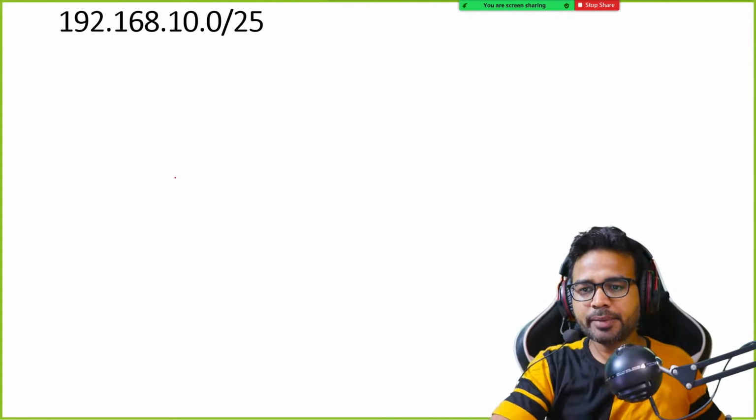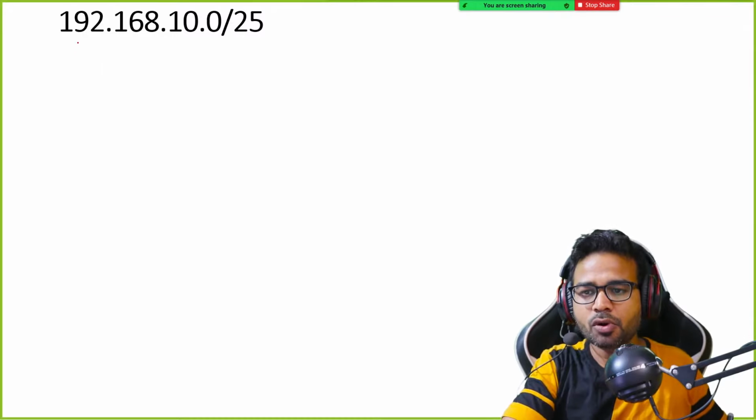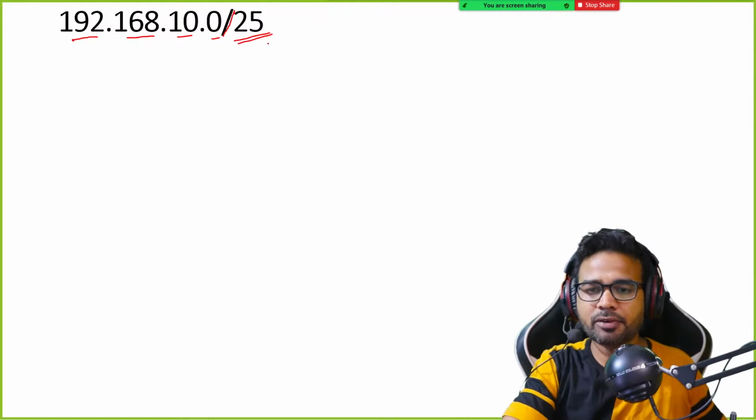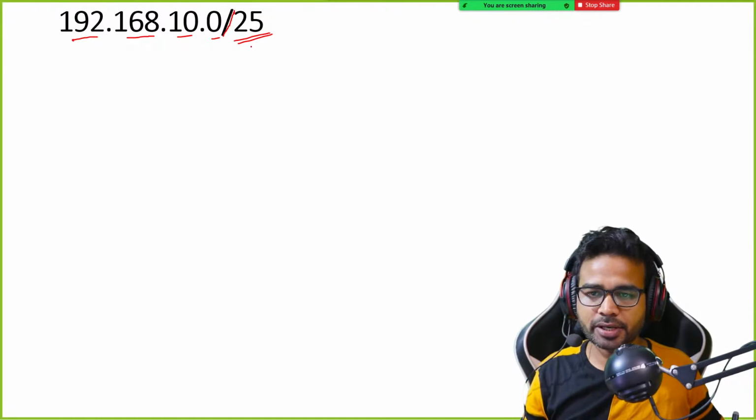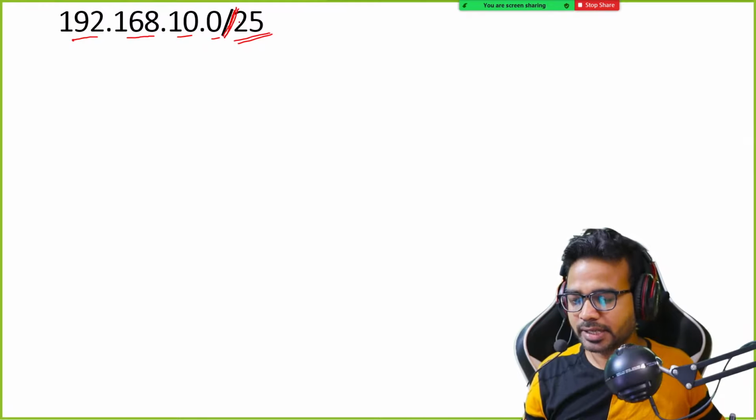Now here we have this IP address 192.168.10.0, and here the subnet mask is 25. Got it? Now from here the main confusion arises. Here is the subnet mask; as you can see, the CIDR value mentioned here is 25.